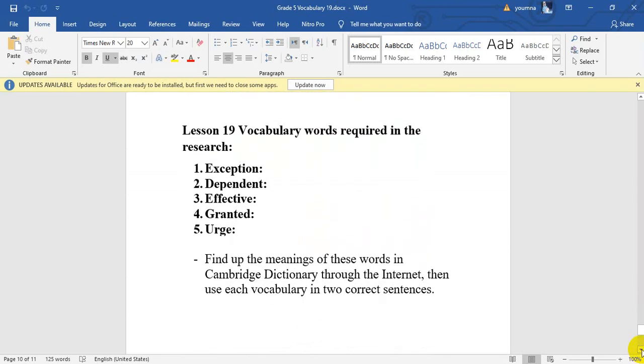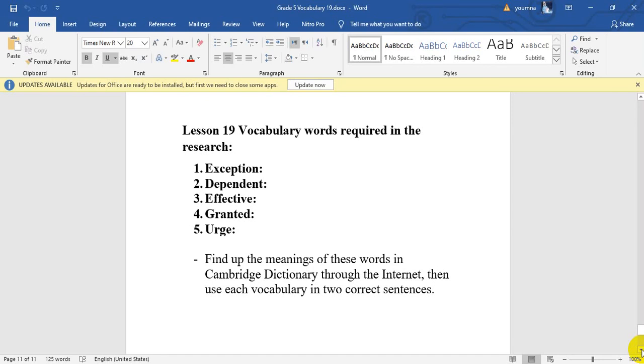This is the time to tell you what I need from you. Actually, at the end of quarter 4, we need a research in English from you. So I'm going to tell you every vocabulary time the 5 words that I want from each lesson to prepare, to be ready at the end. Okay, so I'm giving it to you to do step by step and gradually. So lesson 19, vocabulary words required in the research. I chose from these 10 words 5 only.